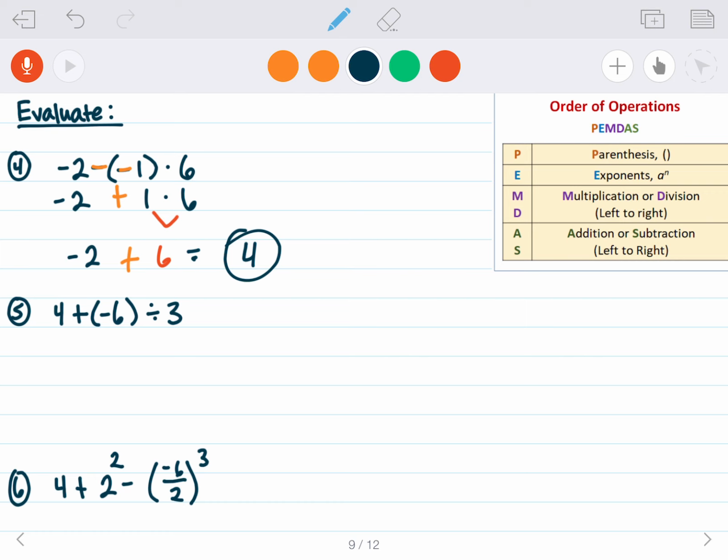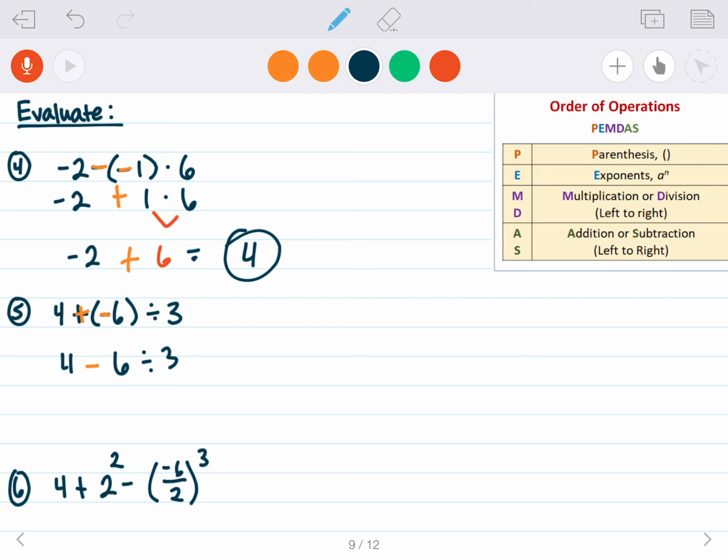So I see double signs. I see a plus and a minus directly next to each other. And we know when we see a plus and a minus directly next to each other, it becomes a minus, right? So what this becomes is 4 minus 6 divided by 3, okay?